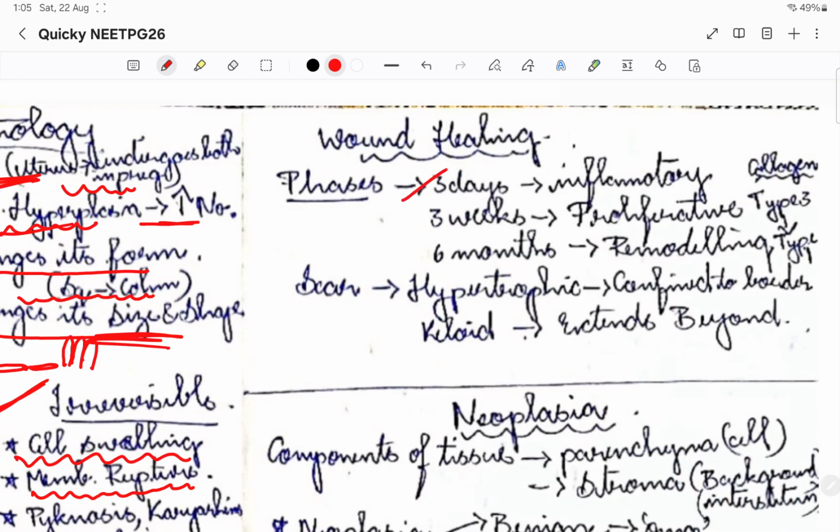Immediately, within 3 days, there is the inflammatory response of wound healing. The first 3 days will be inflammatory; it will be painful and the redness will be there. After that, the pain will disappear. For 3 weeks, the proliferative phase will happen. So the inflammatory phase is there, then proliferation. Then for around 6 months there is remodeling.